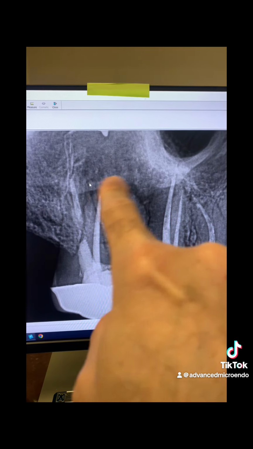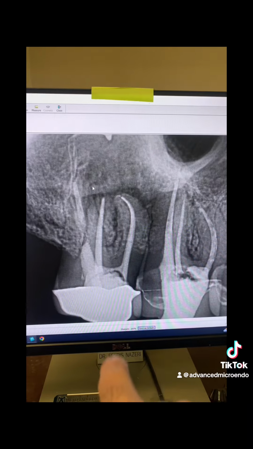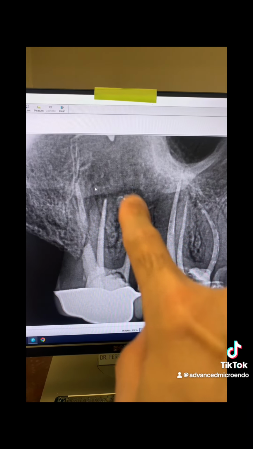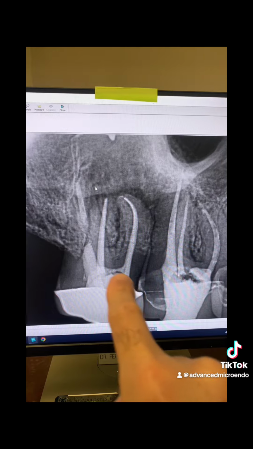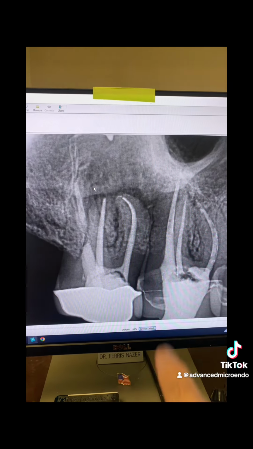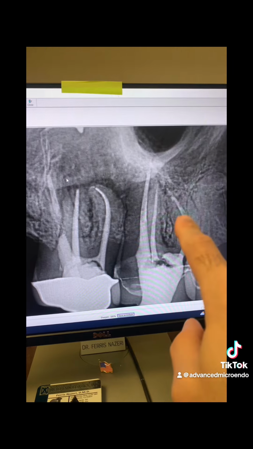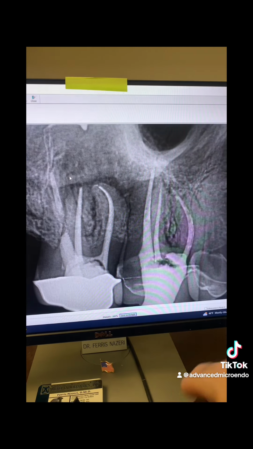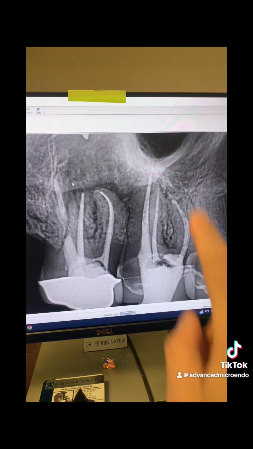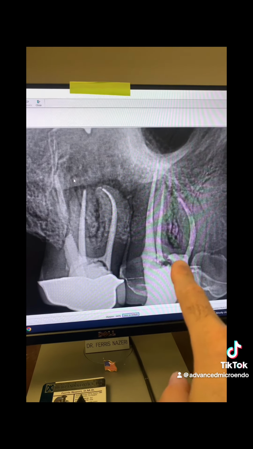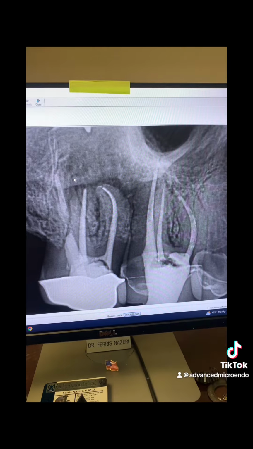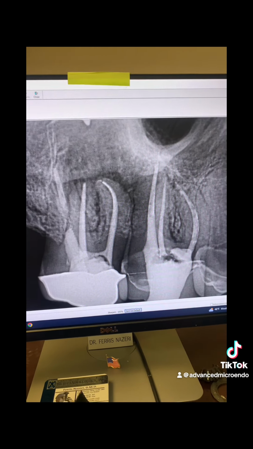You can see a periapical lucency here, prefab metal post there. So I'm gonna trough here, looking for an MB2. Of course, I'm gonna redo the root canal like what I did here. I redid the root canal. This was not a selective retreatment. We treated the entire tooth.